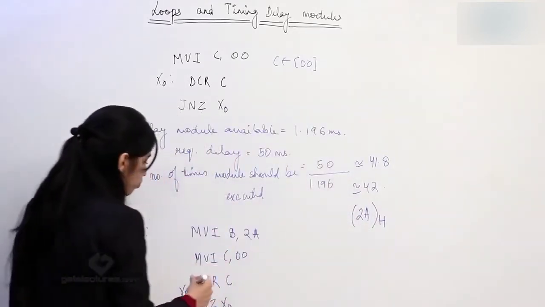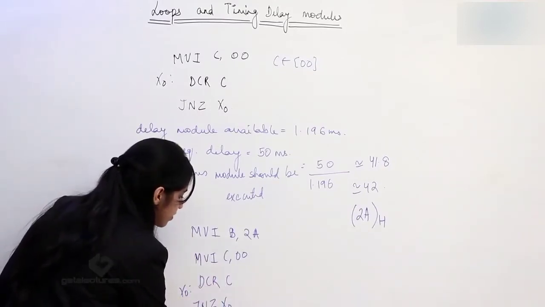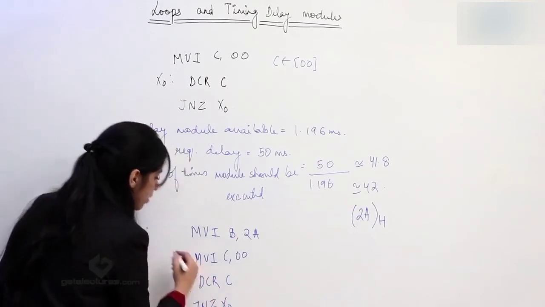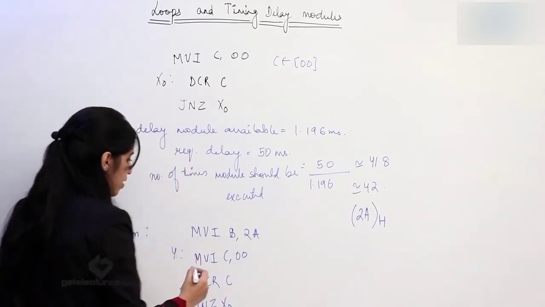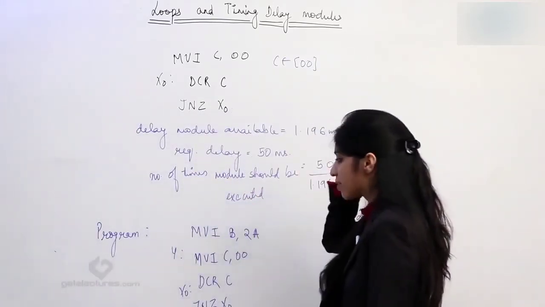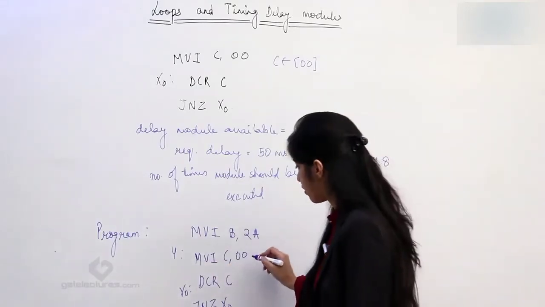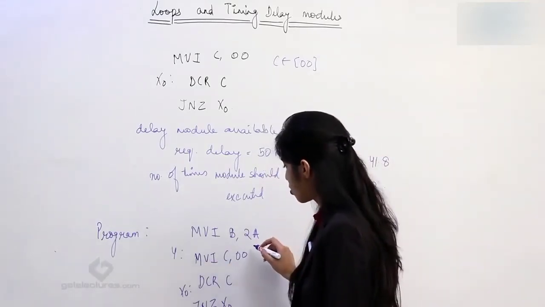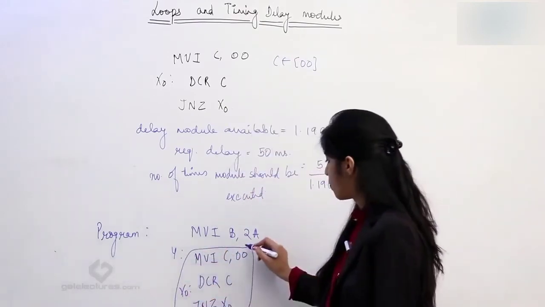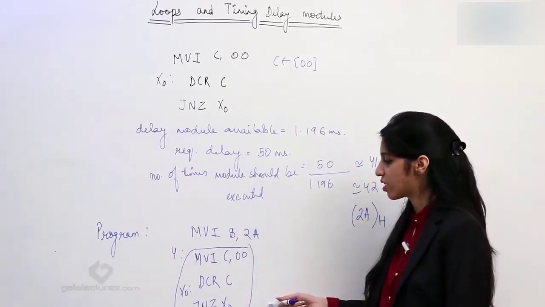Then what do I do? DCR B, and JNZ Y. This I am making as Y. And then halt, of course, halt. This is known as nesting of loops. A loop is going to run inside another loop. This is a loop inside another loop. This is known as nesting of loops.